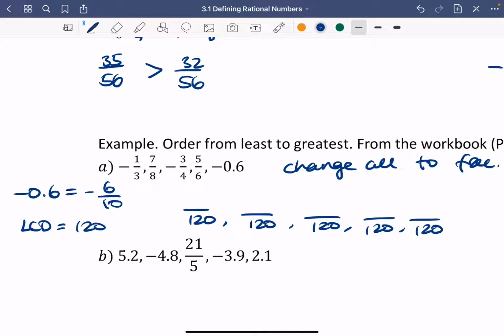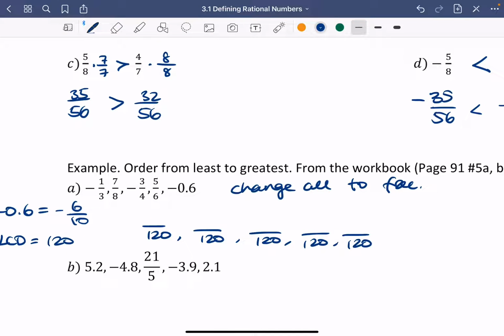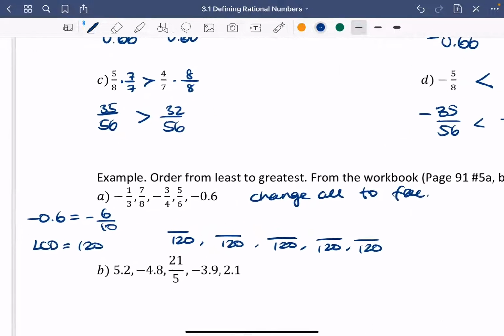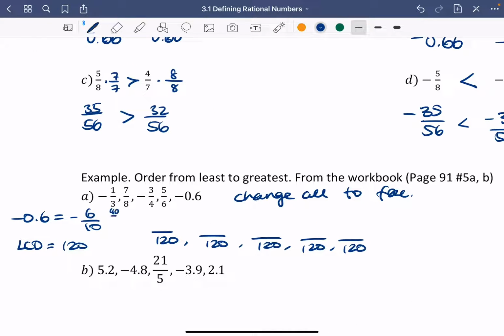Okay. So to change the first one to over 120, you need to multiply both the top and bottom by 40, 40 over 40. So 30 times 40, 120, we'll write that down already. Negative 1 times 40 will be negative 40. And then the second number, we need to multiply them by 15 over 15. 7 times 15 is 105.